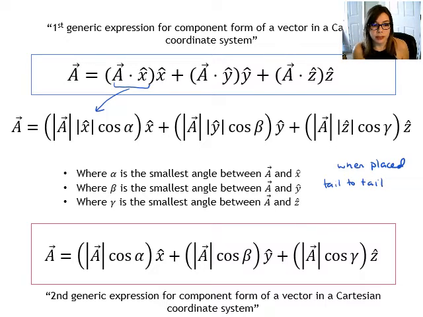So this expression down here is just the simplified version of everything. Instead of writing the norm of unit vectors x hat, y hat, and z hat, we know that the norm of every unit vector is just the number 1. So when you see the norm of each of these unit vectors, you can just replace that with the number 1. And so that's how I got this simplified version.